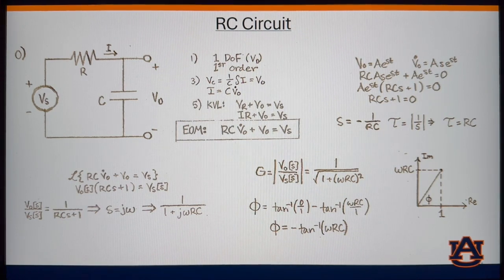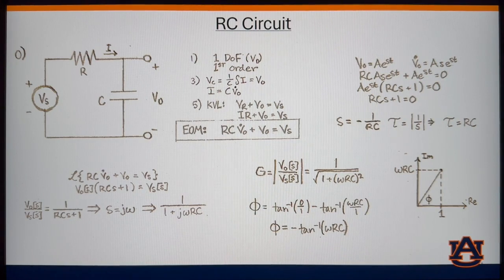We can also do the Laplace transform, and that gives us the transfer function 1 over RCs plus 1. And our characteristic equation is the denominator of our transfer function. We can set s equal to j omega to get that in frequency form. And we can plot that on the real imaginary plane, where j is the unit vector for the imaginary direction.